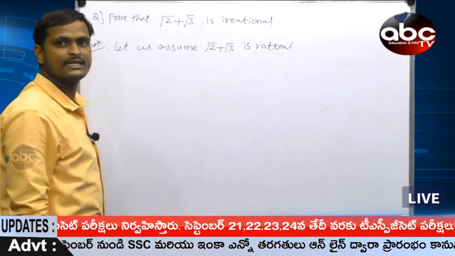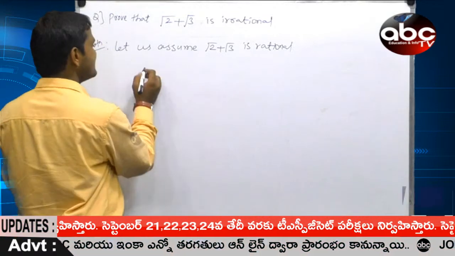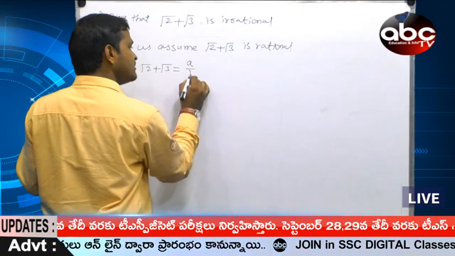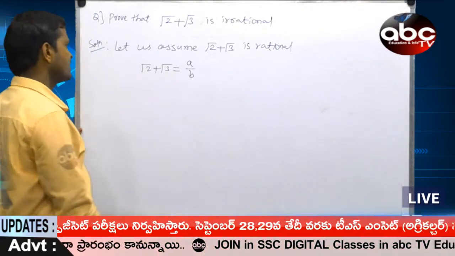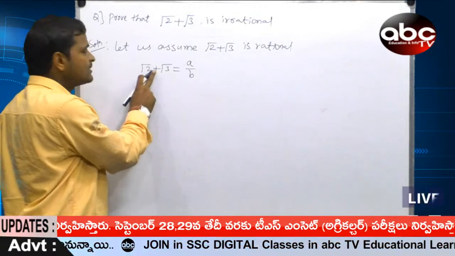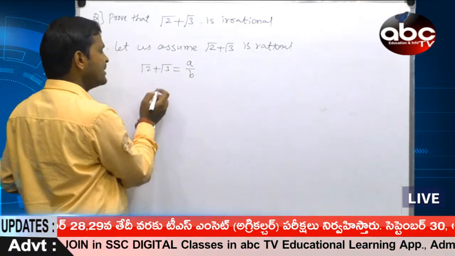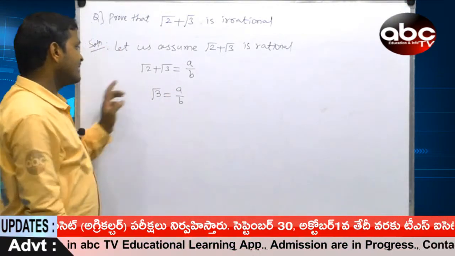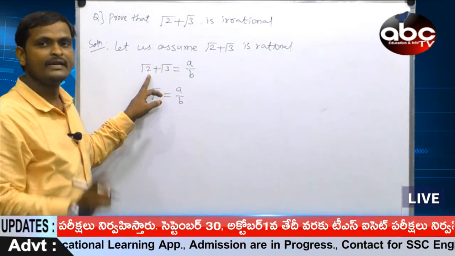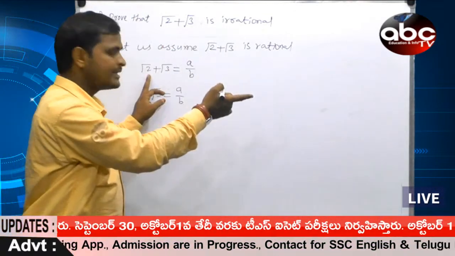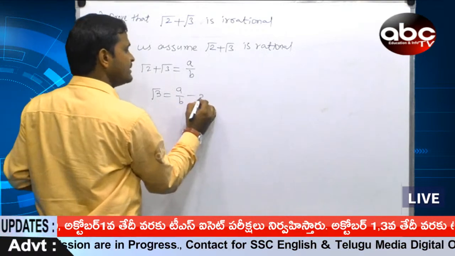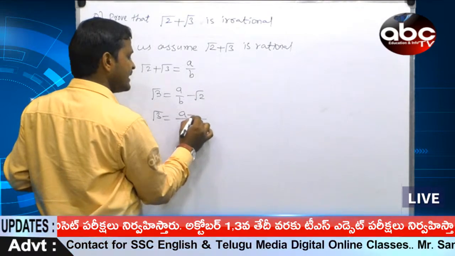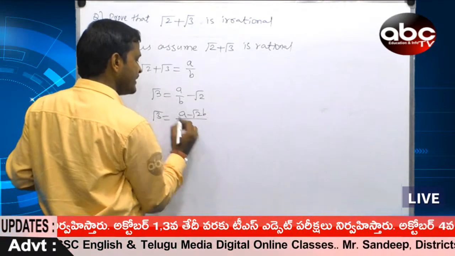Okay, rational is what? p by q. Means root 2 plus root 3 is equal to a by b. Okay, root 2 is also irrational, root 3 is also irrational. From these two, you can take any one. Root 3 is equal to a by b. See here, root 2 is a positive term. When we transpose positive to negative, we get negative terms. Minus root 2. Root 3 is equal to a minus root 2 b by b.